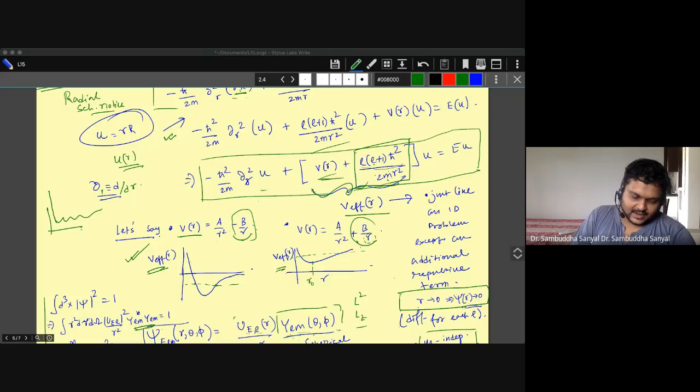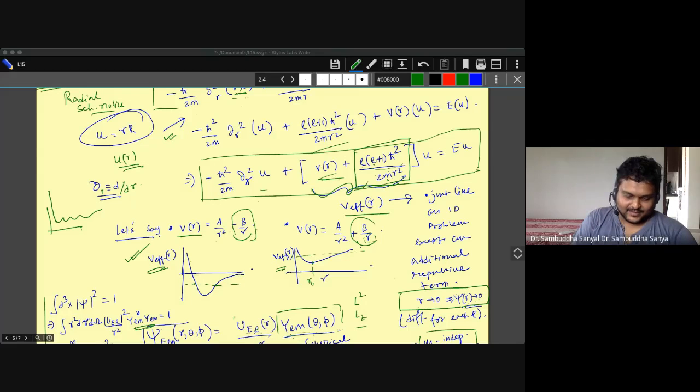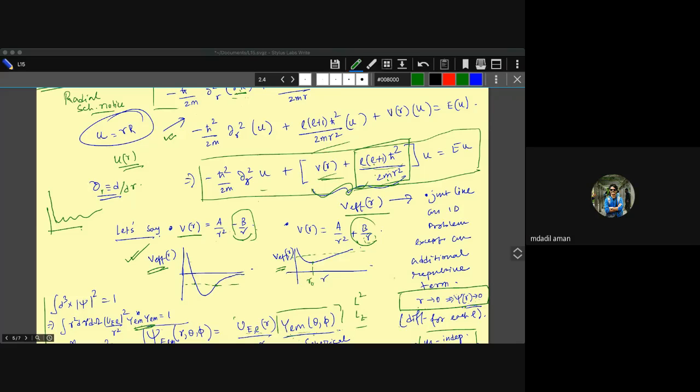I believe it will be hard to read. But if you look at the problems in Landau, Landau has this thing. Problem number 2, problem number 3, and problem number 4, in the quantum mechanical volume of the series. So Landau has these two potentials, A by R square and B by R.